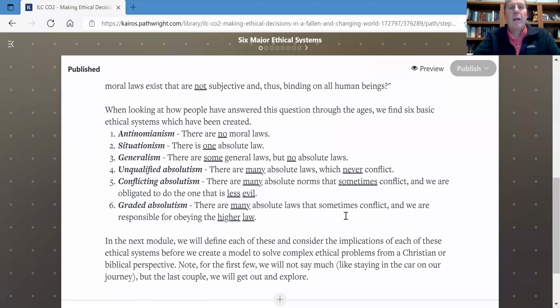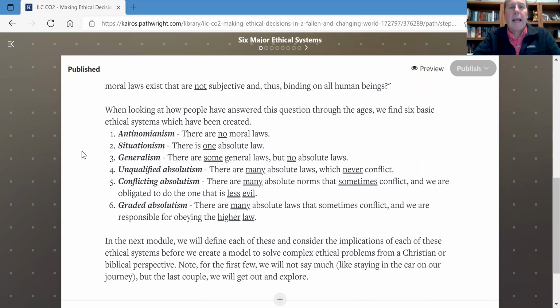I'm going to share my screen with you and give you an overview. And then we'll go through each of the systems and then we'll apply those systems to the issue of lying. So that's where we're heading. So let's first give you an overview of the six ethical systems.